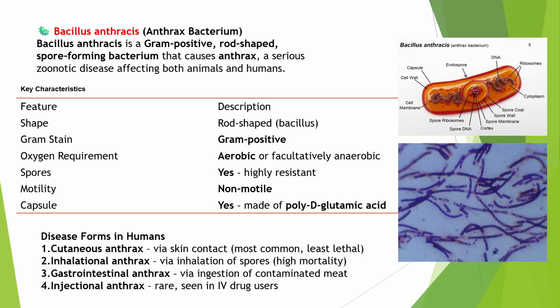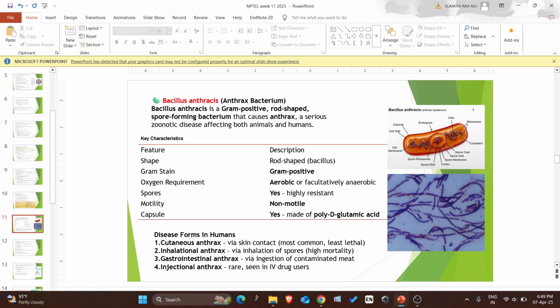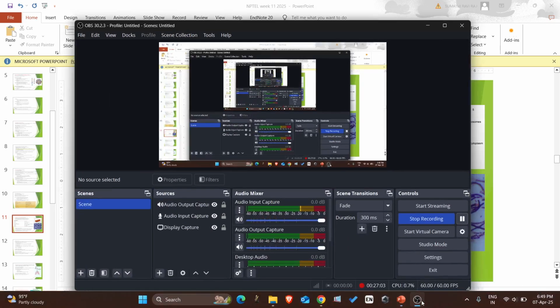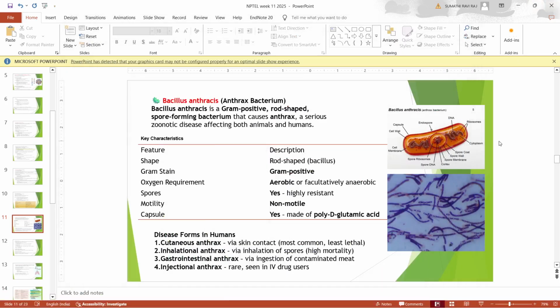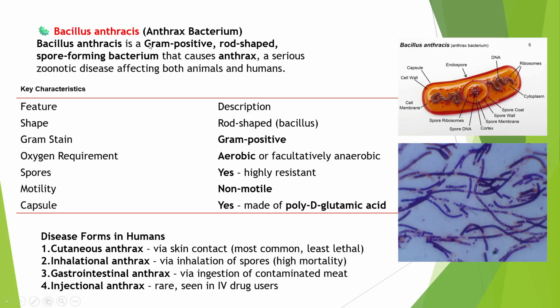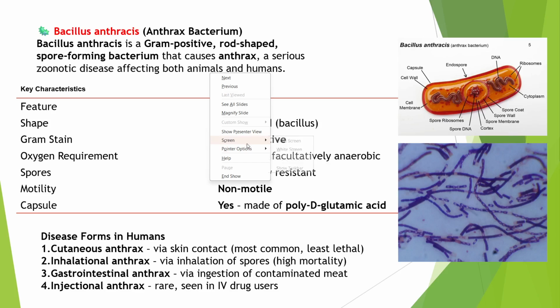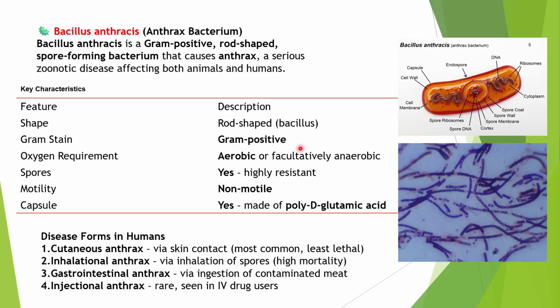So Bacillus anthracis is a gram-positive, rod-shaped, spore-forming bacteria that causes anthrax disease, and it is a zoonotic disease affecting both animals and humans. So you can see here the labeled Bacillus anthracis.